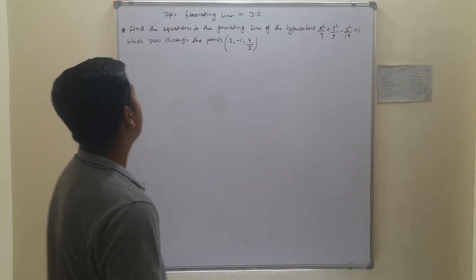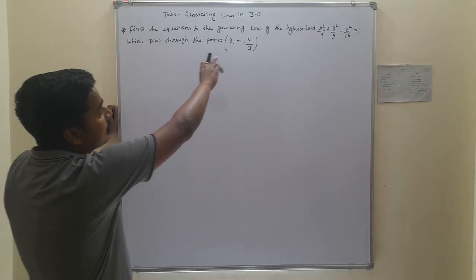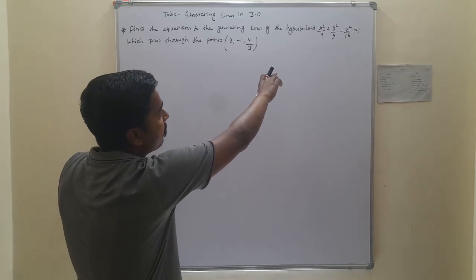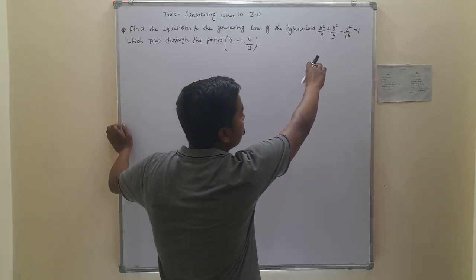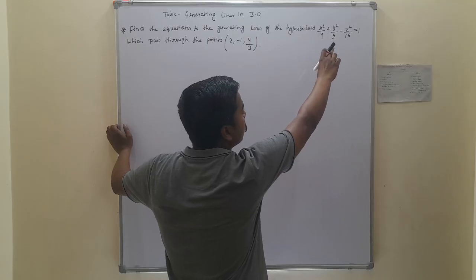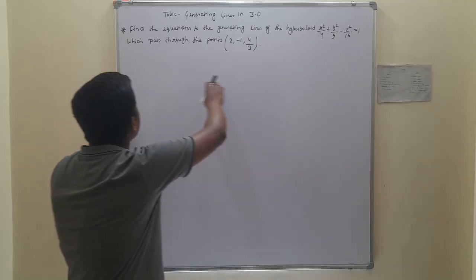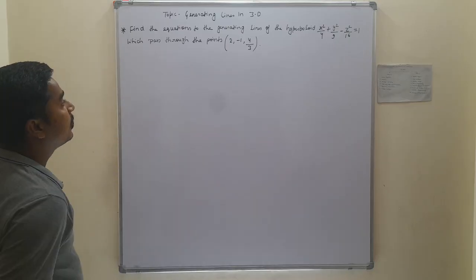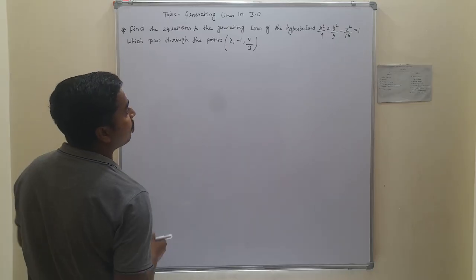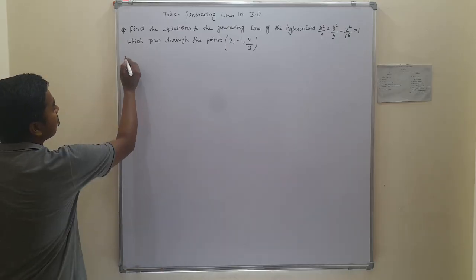The question is: find the equation of the generating lines of the hyperboloid x square by 4 plus y square by 9 minus z square by 16 is equal to 1, which passes through the point 2, minus 1, 4 by 3. Let's solve the problem.